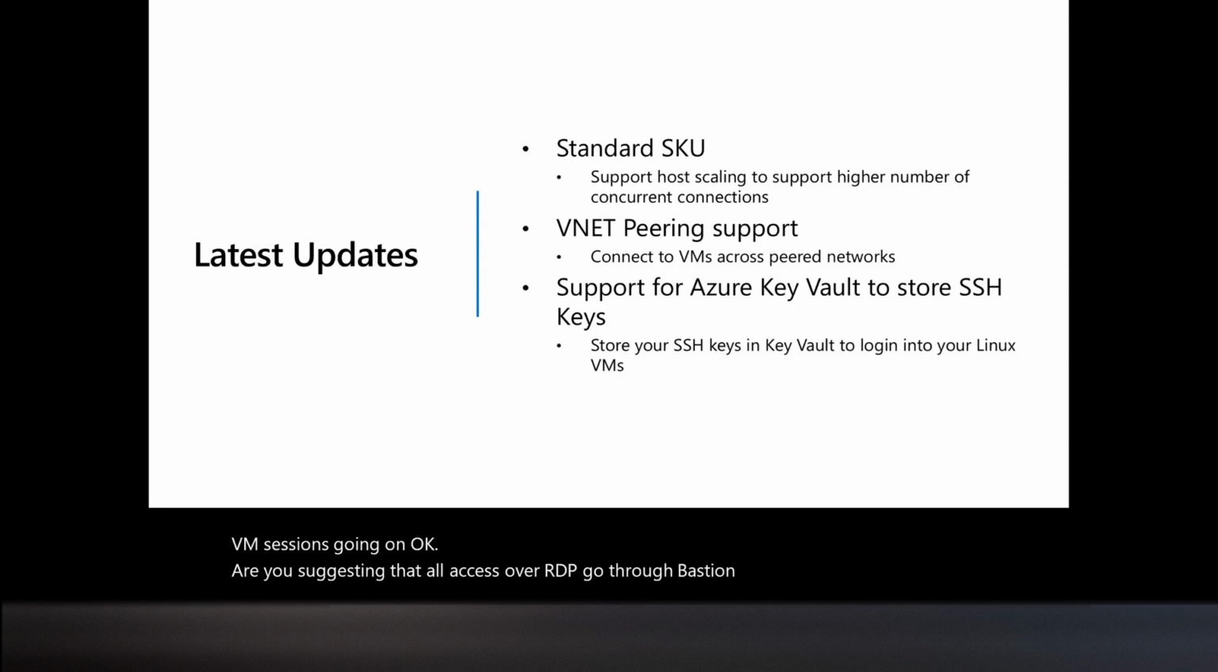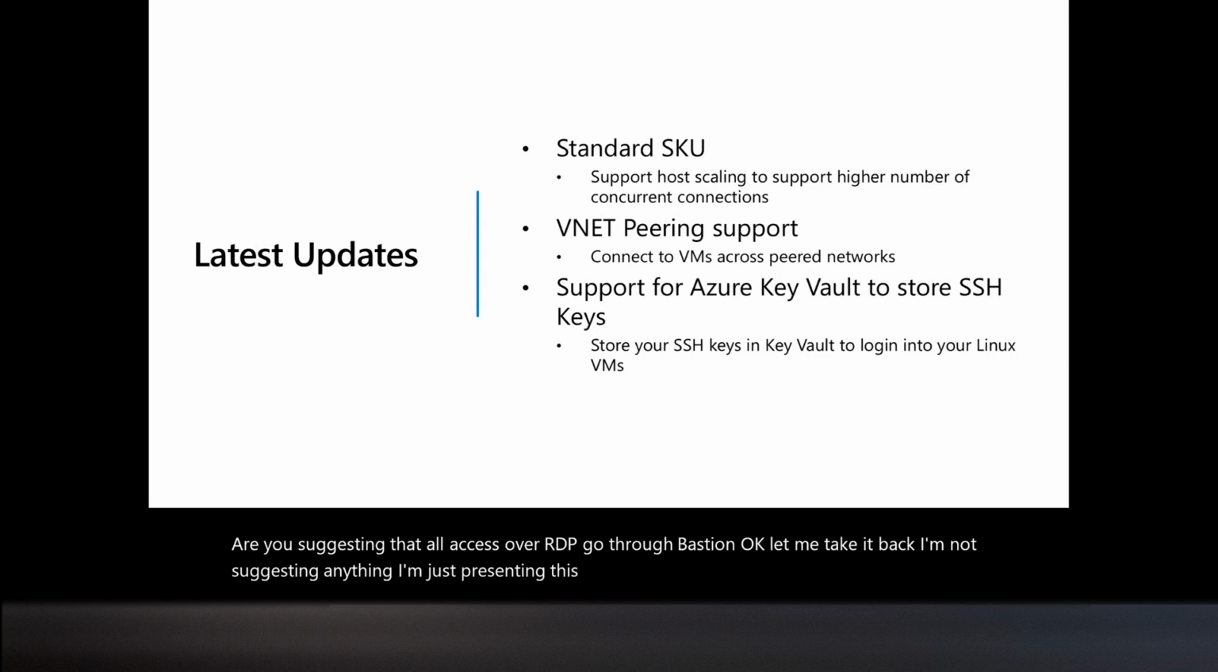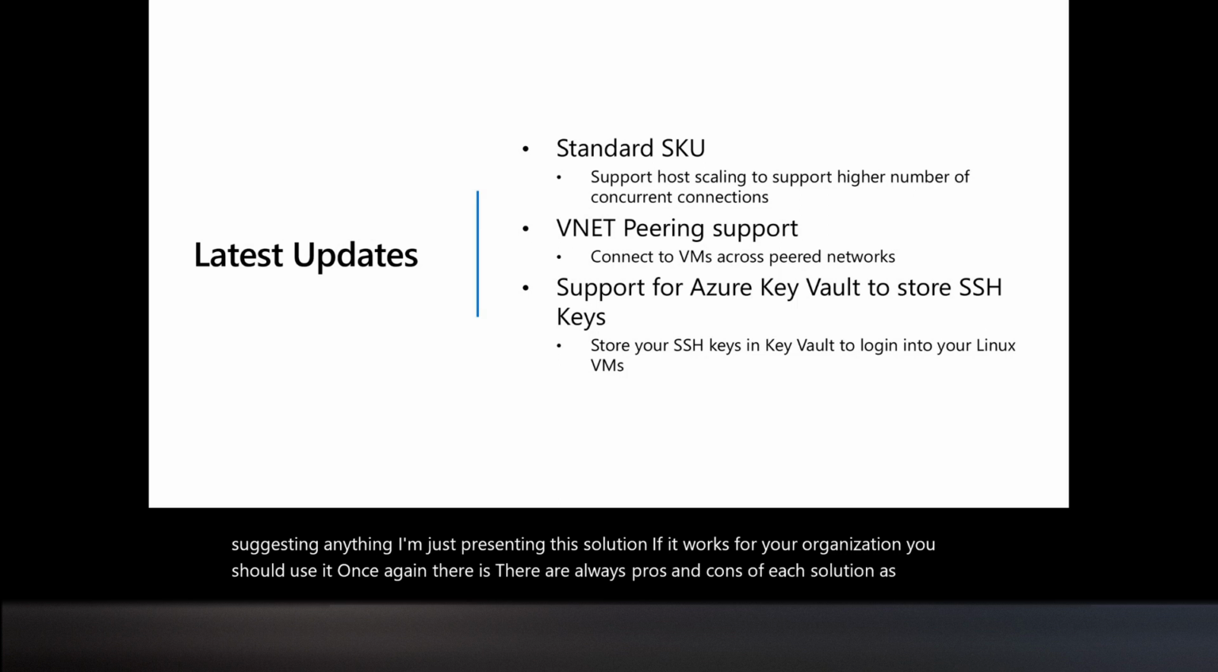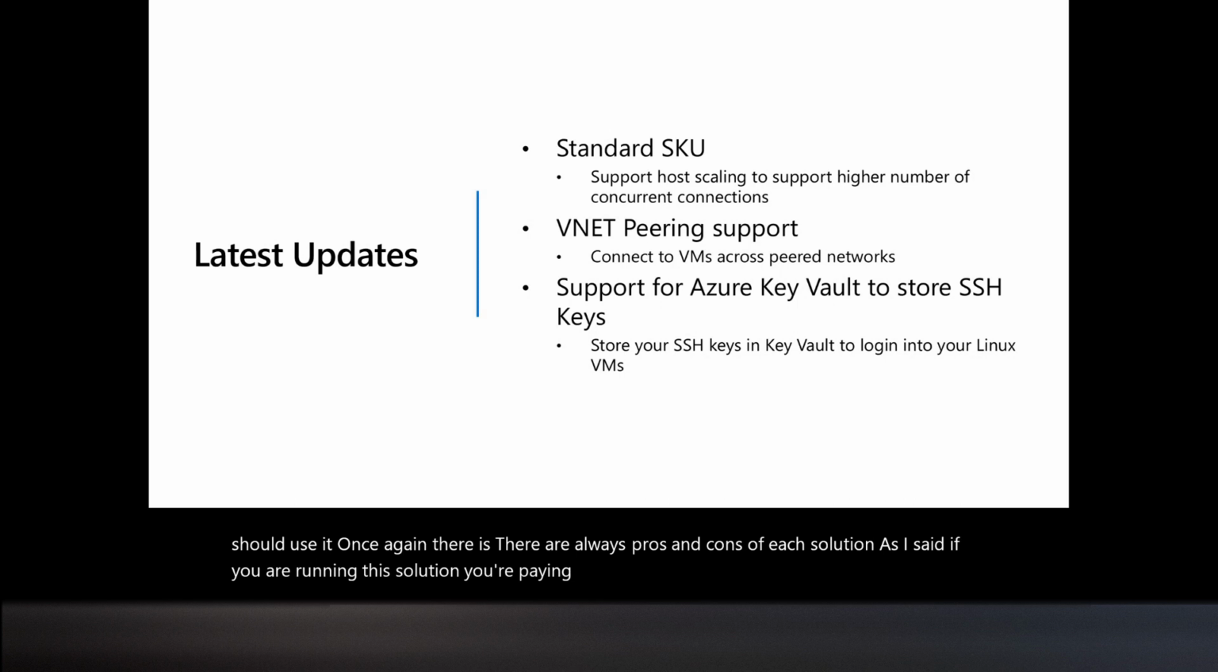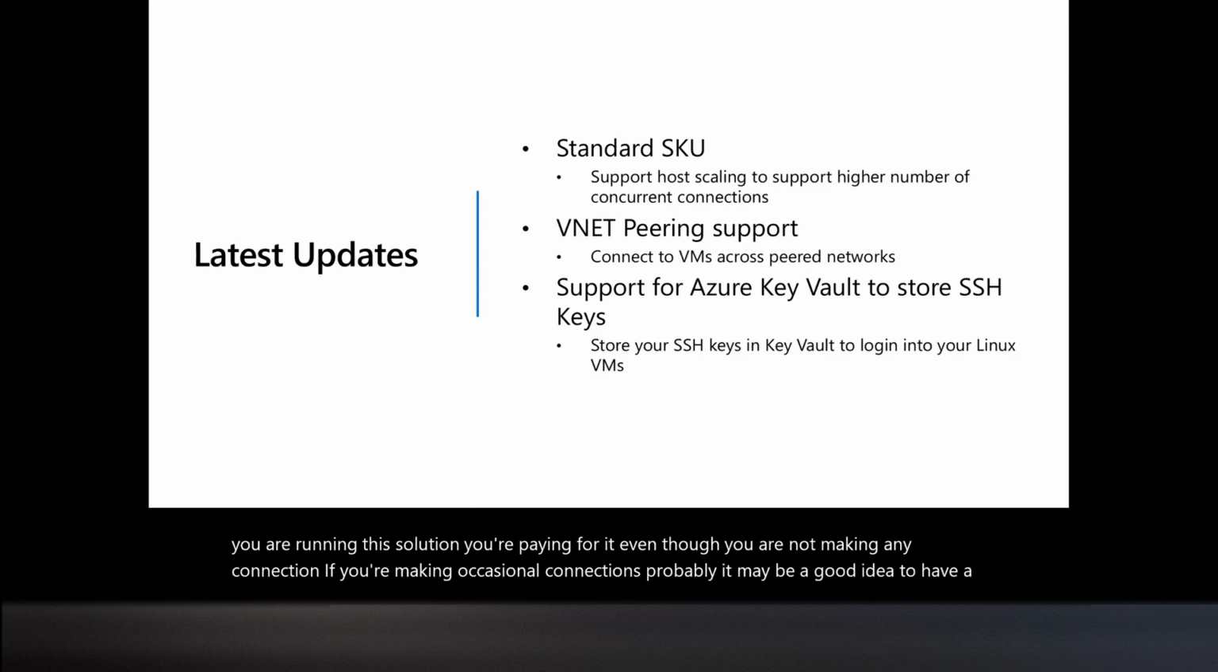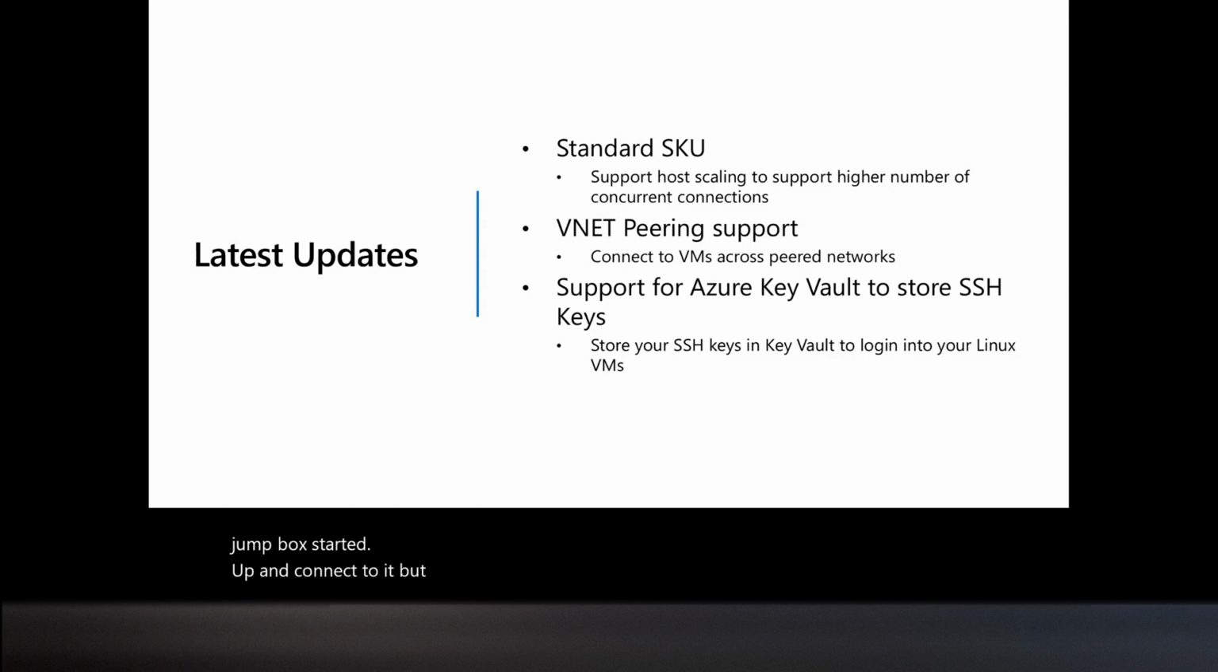Are you suggesting that all access over RDP go through Bastion? Let me take it back. I'm not suggesting anything, I'm just presenting this solution. If it works for your organization, you should use it. There are always pros and cons of each solution. As I said, if you are running this solution, you are paying for it, even though you are not making any connection. If you're making occasional connections, it may be a good idea to have a jump box, start it up and connect to it. But if there are always people connecting from on-prem to those VMs, then Bastion is a good solution.